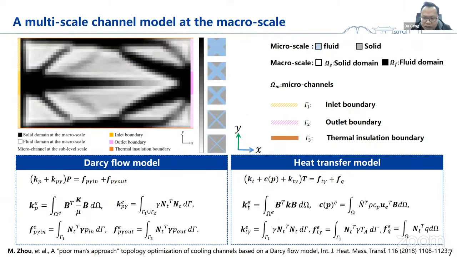Based on the above Sergeant models and the meaning of effective permeability, the fluid flow in micro channels can be described by the Darcy model on the microscale. In this figure, black and white represent homogeneous fluid and solid respectively, and gray represents micro channels. According to the Darcy flow model, the equivalent velocity field can be quickly solved, and the heat transfer model can be established to solve the temperature field.